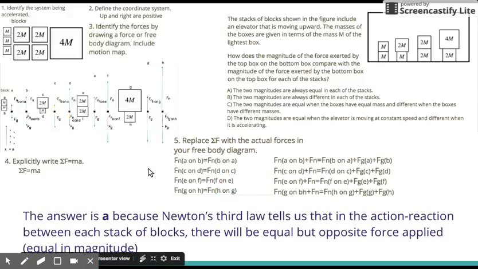So, based on this, if we look back at our original problem, we would determine that the answer is A, because Newton's third law tells us that in the action-reaction between each stack of blocks, there will be an equal but opposite force applied. And so we can look at A and say that the two magnitudes are always equal in each of the stacks.